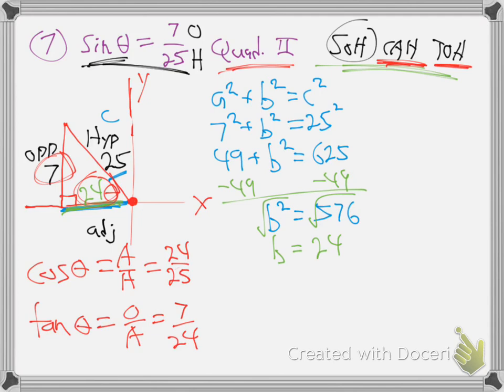So what did I do? They gave me sine of theta 7/25 in quadrant 2. I drew a triangle in quadrant 2 going to the x-axis. Sine is SOHCAHTOA opposite over hypotenuse, put 7 over 25, used Pythagorean, found the other side is 24.